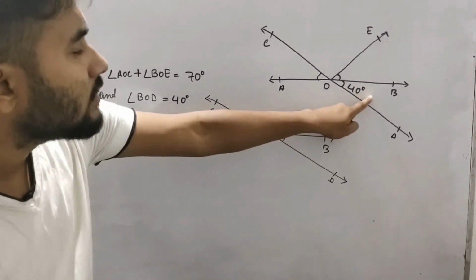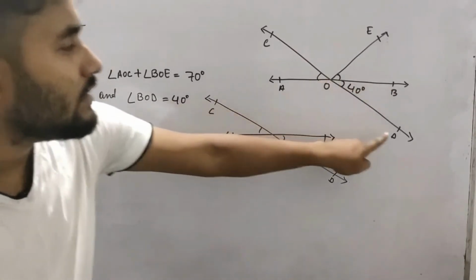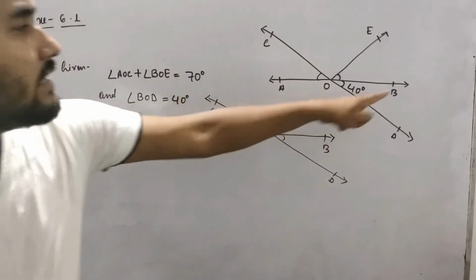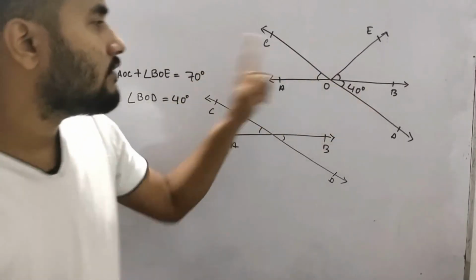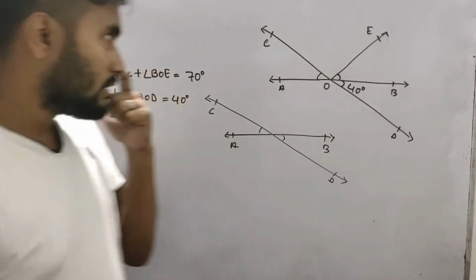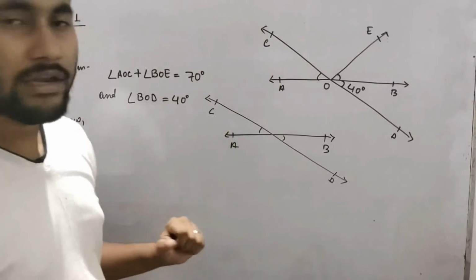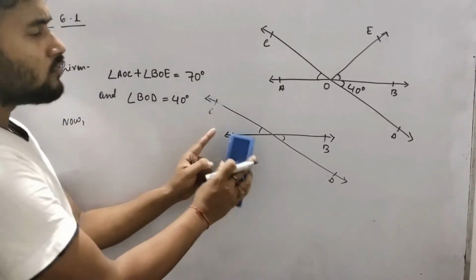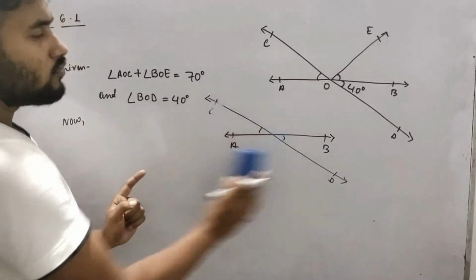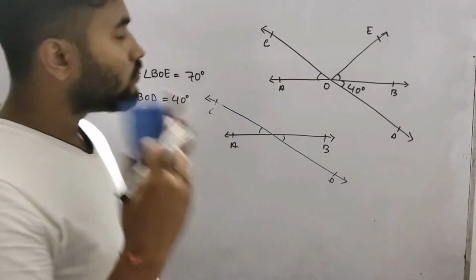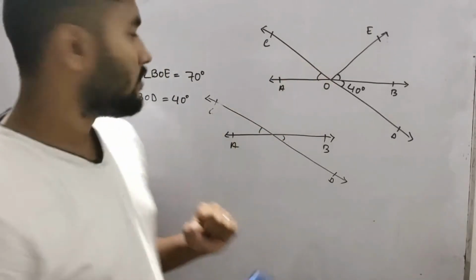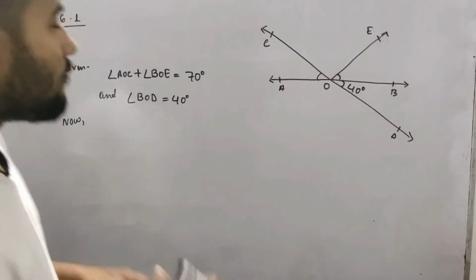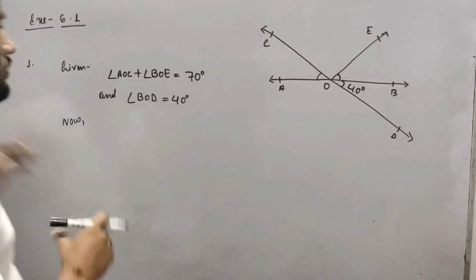This 40 degree, angle BOD, will be equal to what? This angle. See, clearly they are straight lines, so they are vertically opposite angles. That means angle AOC we can find: 40 degree. Okay. But try to do it directly. Don't do it like this in the exam. Try to find out directly from the diagram. This is like math only, it is up to your IQ how much you can see in the diagram. Understood?